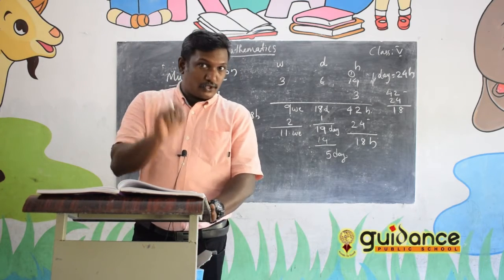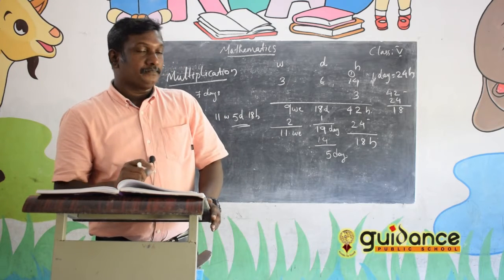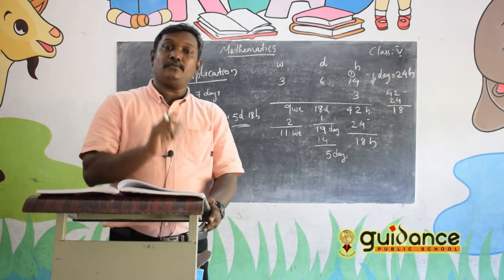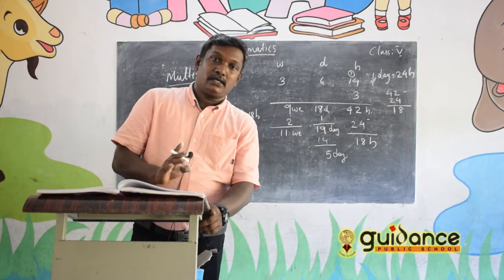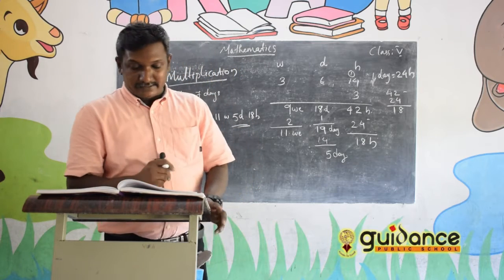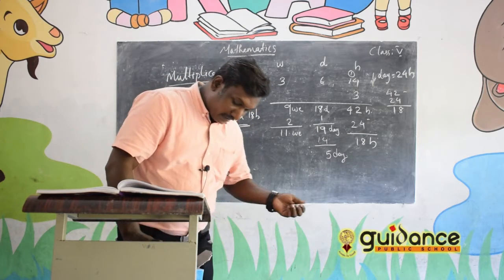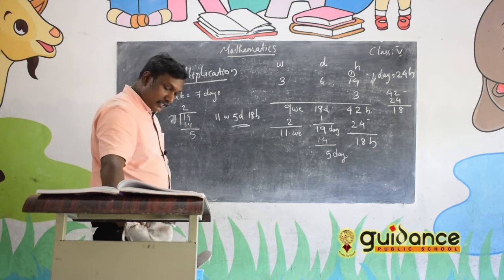We know that 24 hours is equal to 1 day, and 7 days consist of 1 week. Okay, so for another example of multiplication, we can consider the same thing.